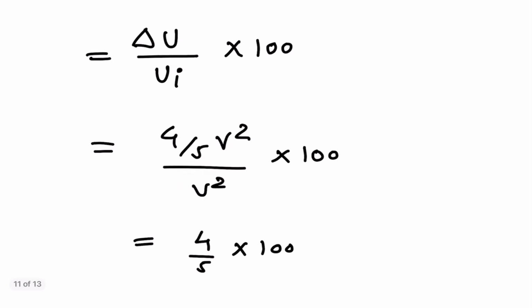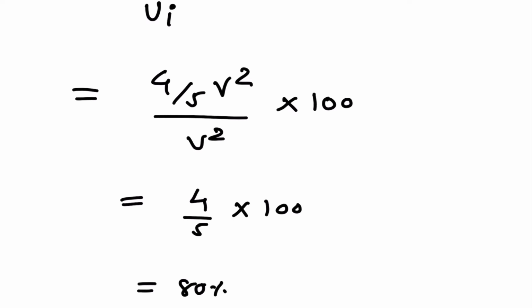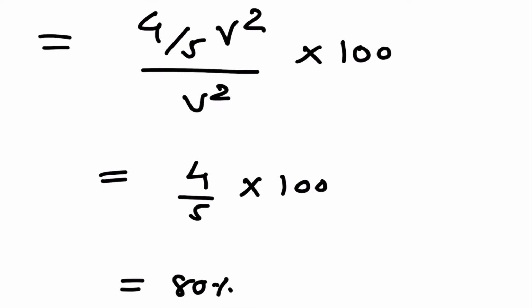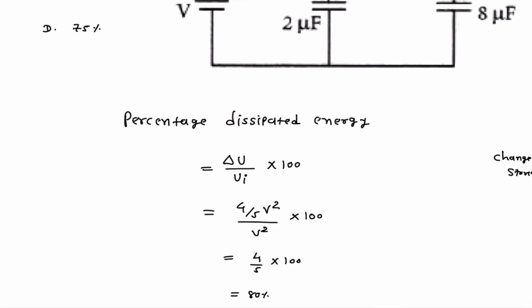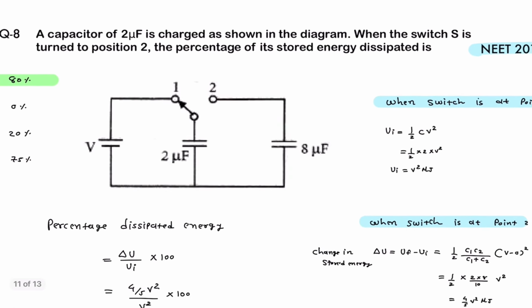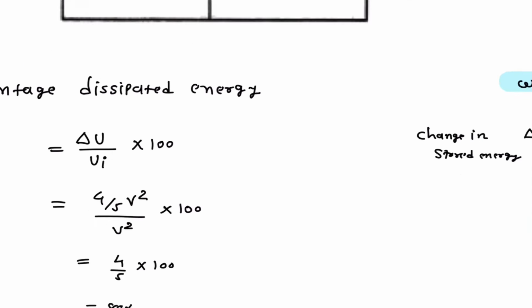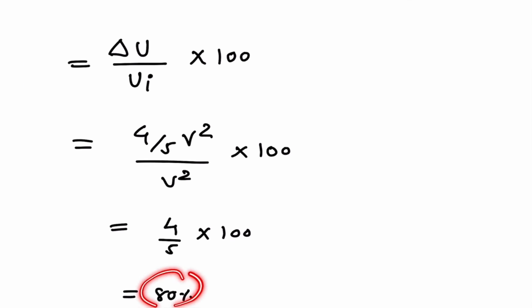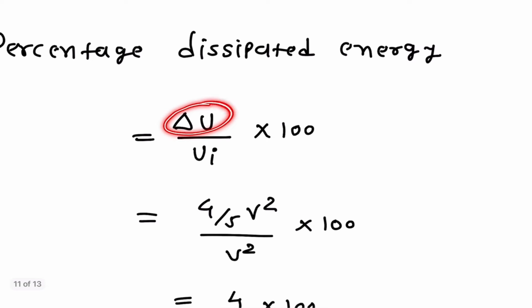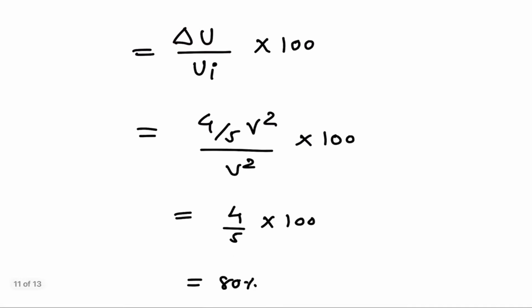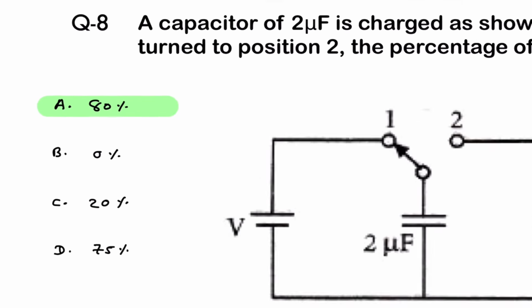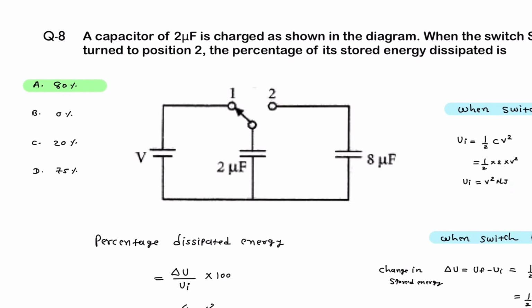So after simplifying this, 4/5 multiplied by 100 comes out to be 80%. The percentage of stored energy dissipated is 80% from this formula, that is delta U, the change in energy stored, Uf minus Ui upon Ui into 100. So it comes out to be 80%. So option A is correct for question number 8.